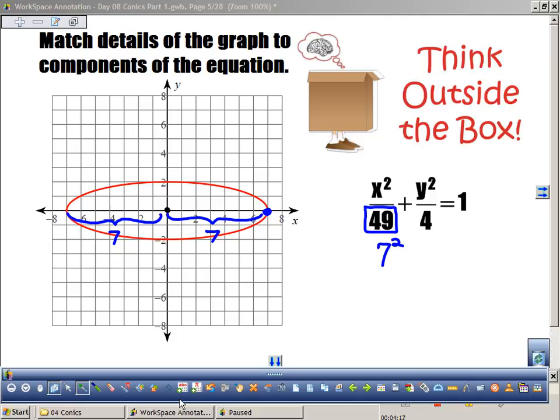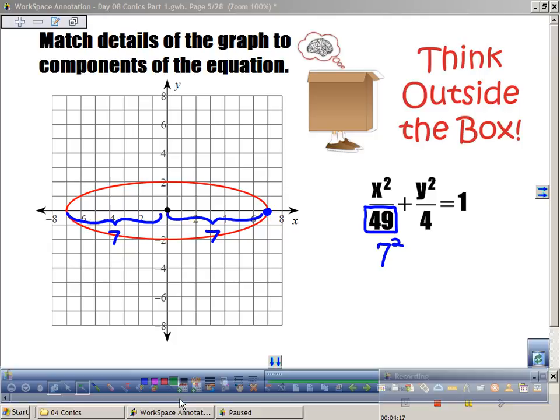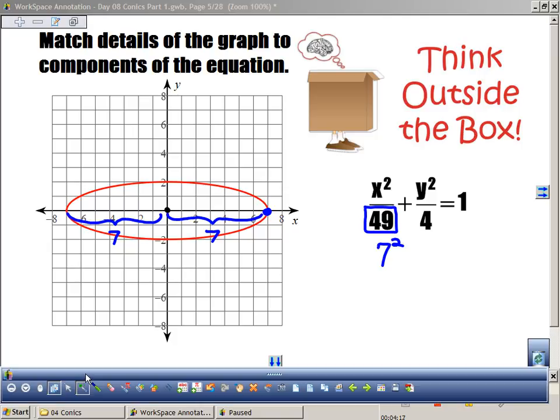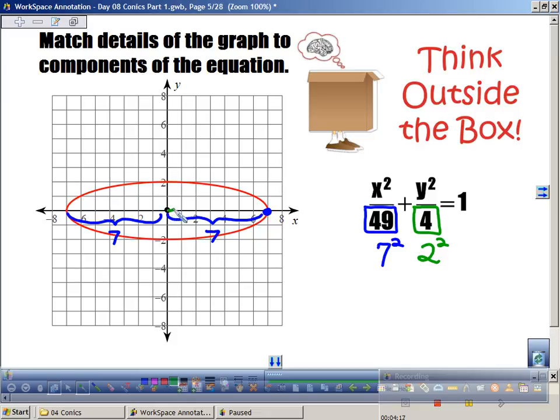Christopher, can you tell me another detail of my graph that matches a component of my equation? The 4, which is really 2 squared. If I took the square root of it, I would get 2. Exactly. What is that on my graph? It's my change in y, right? I would argue that it's not my p, but I could get my p from it, because it all relates.